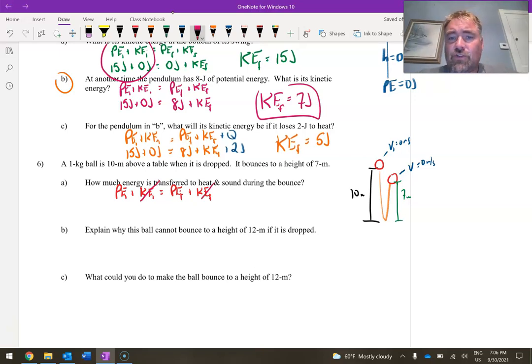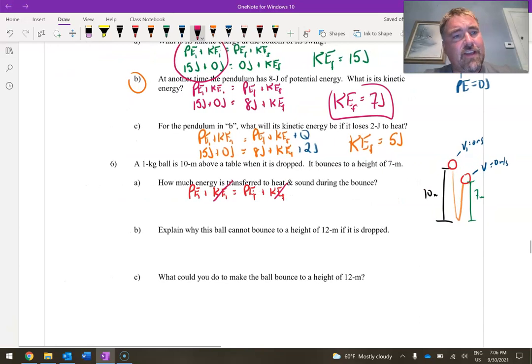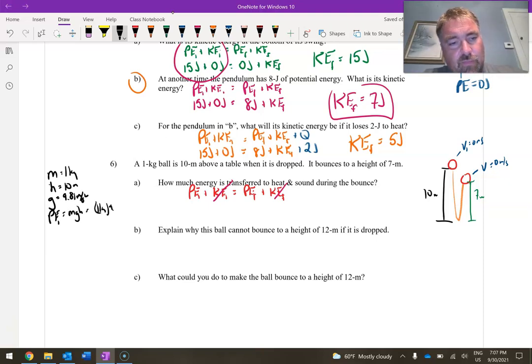So I need to find my potential energies. So let's wander over here and let's guess. We've got a mass of 1 kilogram and a height of 10 meters. And again, because it is gravitational potential energy, we're talking about 9.81 meters per second squared for g. So our potential energy initial, PE initial, is going to equal mgh. So 1 kilogram times 9.81 meters per second squared times the 10 meters.